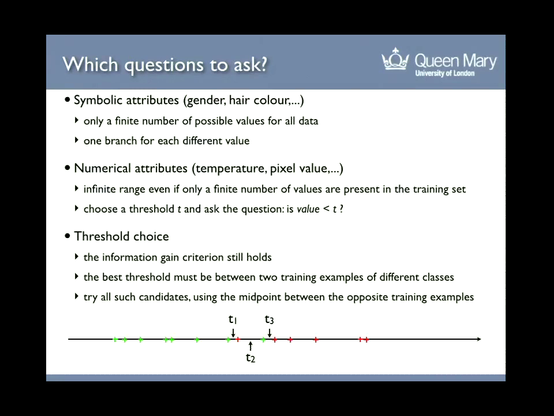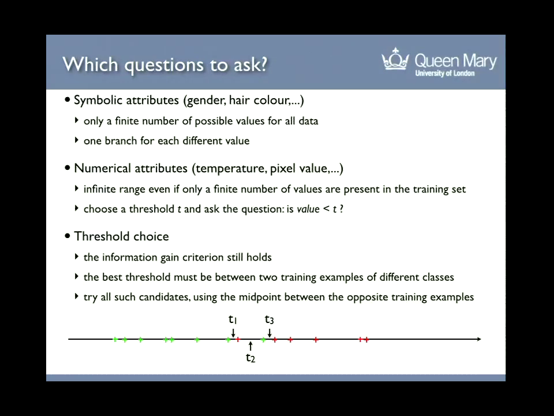Now, where you put it between them is arbitrary, but it seems to make sense. Like in the SVM type approach, you put your boundaries as far away from the examples as possible, so you're as far away from making a mistake as you can be. So we usually just put them at the midpoint between the values that the training examples have.